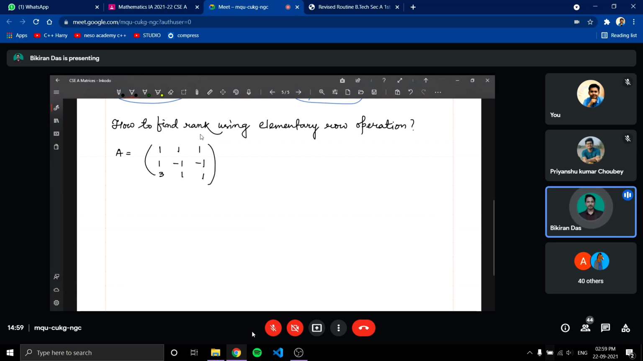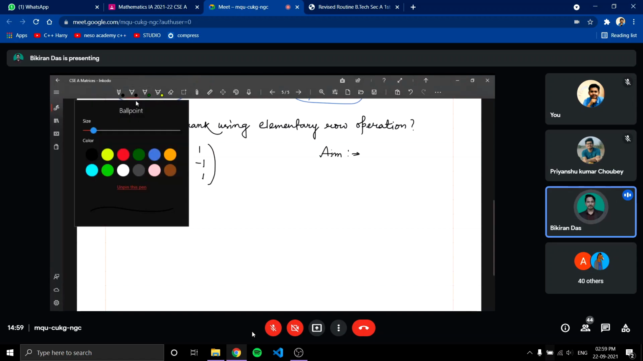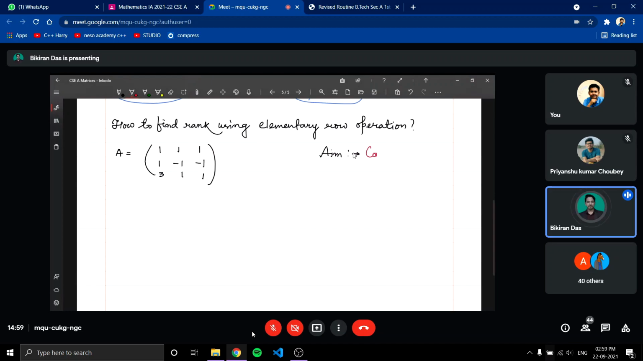So what will be our aim? Our aim is to try to convert this into an identity matrix using elementary operations.